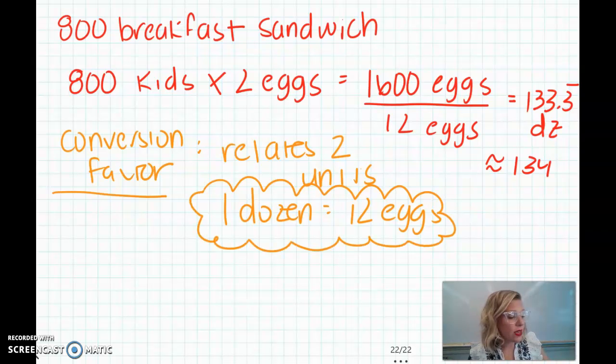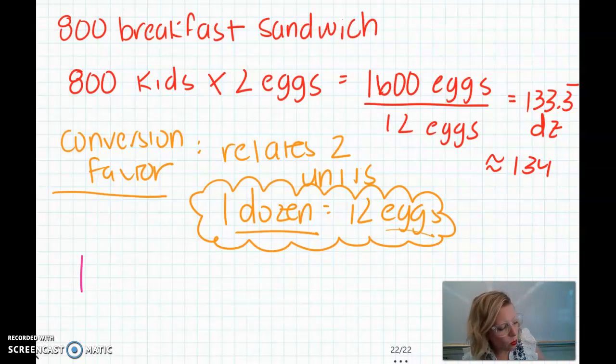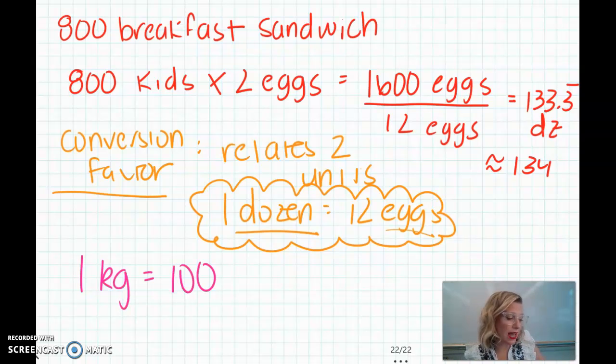We are taking a unit, dozen, and relating it to a secondary unit, eggs, and we give them numerical values, 1 and 12. So this is also kind of like what we just learned about with those prefixes and those basic units, right? 1 kilogram is equal to 1,000 grams. This is another example of a conversion factor.